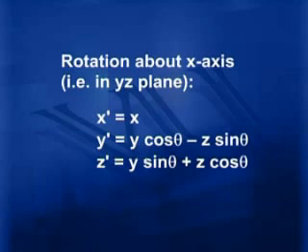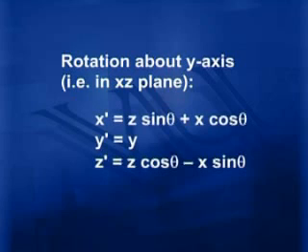Y dash would be y cos of theta minus z sin of theta. Z dash would be y sin of theta plus z cos of theta. And you can clearly see that all we have done is replace where originally x and y had been, now we have y and z appearing.